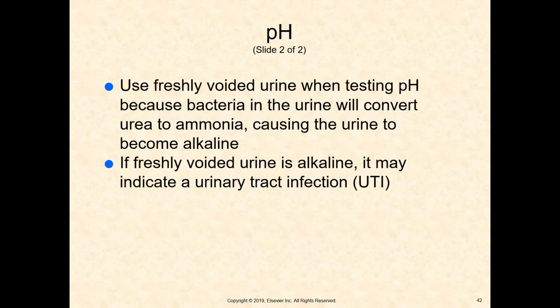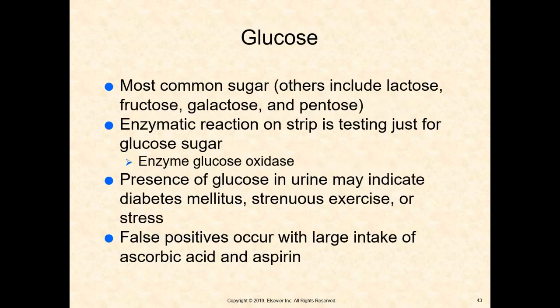We want to make sure we use a freshly voided urine because bacteria will cause the pH to increase. Definitely a fresh urine. Glucose is the next one. We always test for glucose, and in most patients, it's negative.